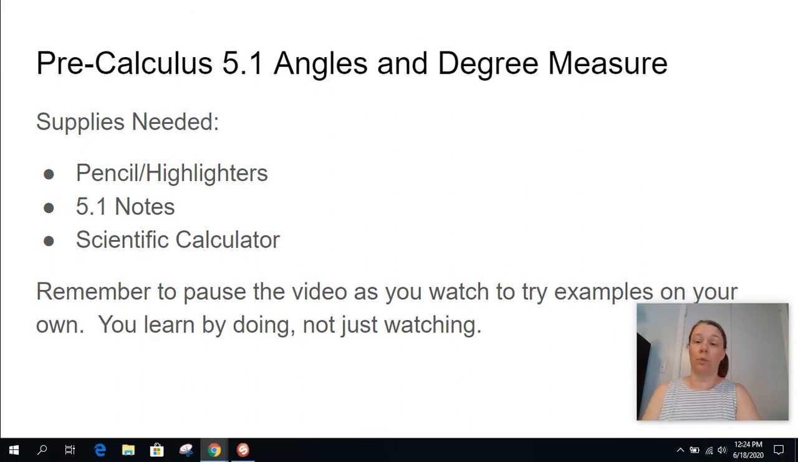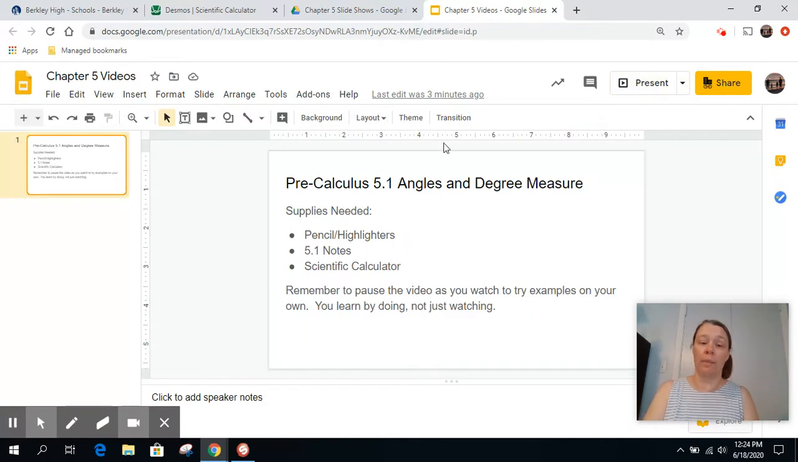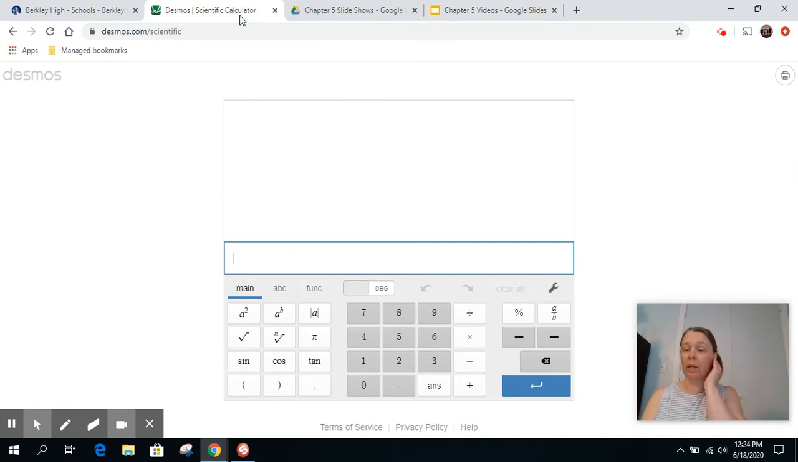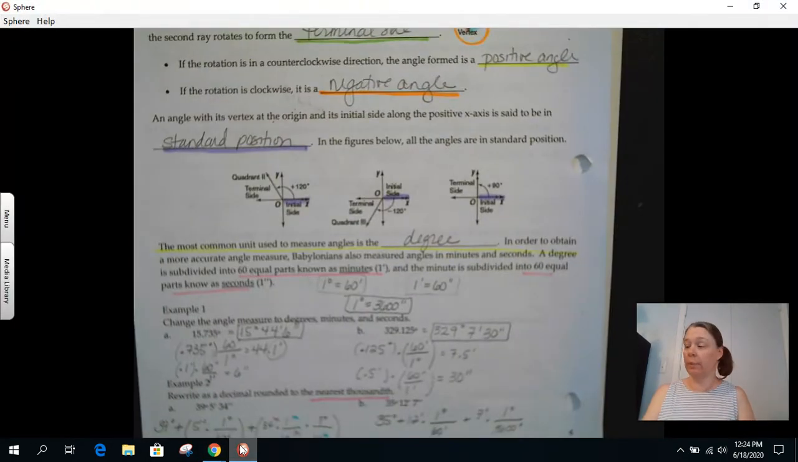Okay, so first thing, I'm just going to show you, here's this Desmos scientific calculator. If you Google Desmos scientific, this is what will come up. And I'm going to use that, or like I said, you could use the Inspire if you have that. You could also use just a scientific calculator.